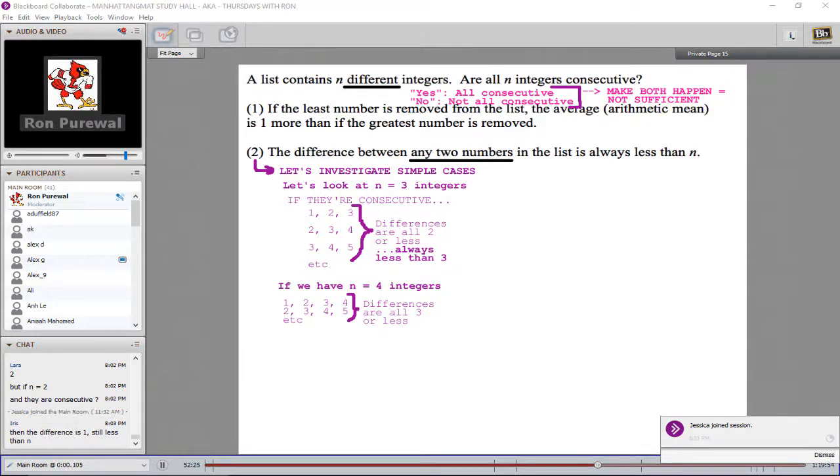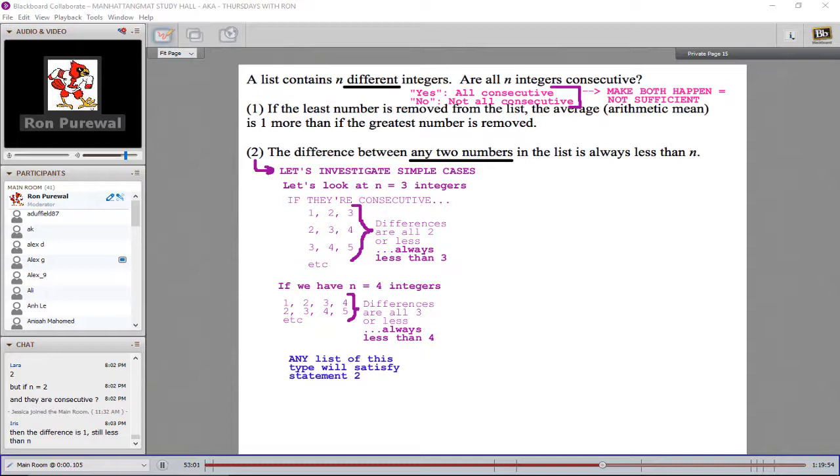So they're always less than 4. So the point is that these lists are always going to satisfy statement 2. And if you look at any number of integers, it's going to be the same way. Like if you have 10 integers and they are consecutive, the biggest difference is going to be 9. So, yeah, if n is 2, it's the same thing. You'll have 2 in a row, and the difference will be 1. So it'll still work. So basically, any list of this type will satisfy statement 2.